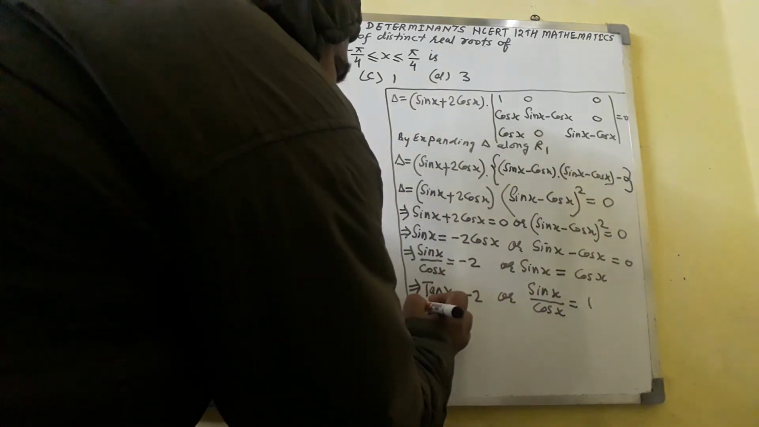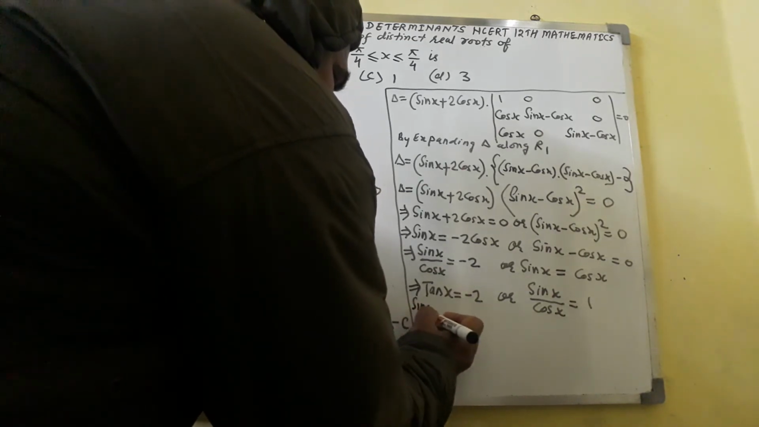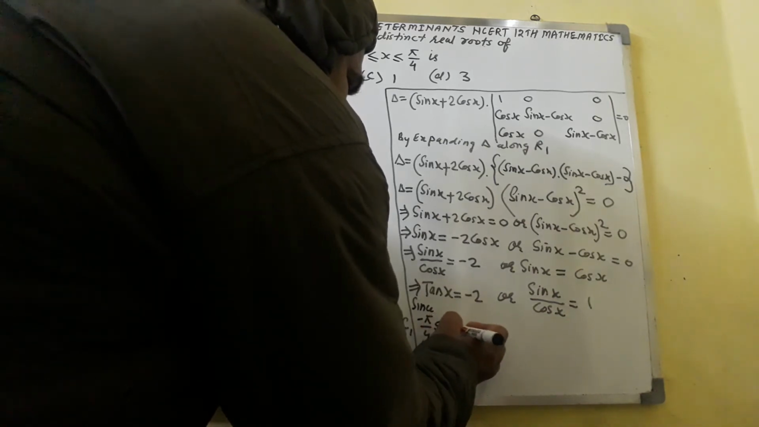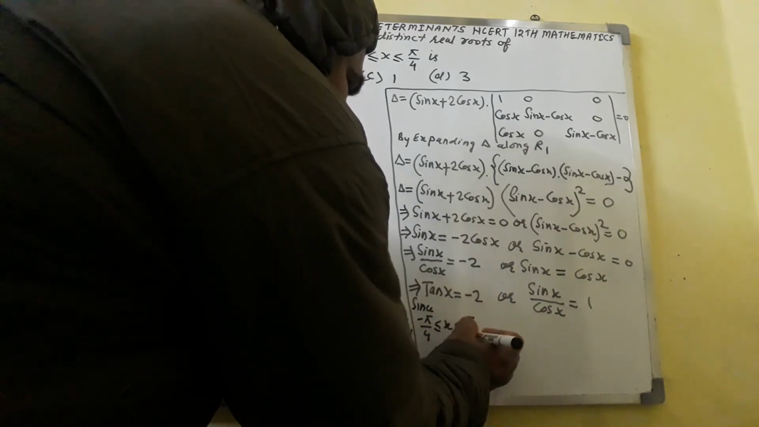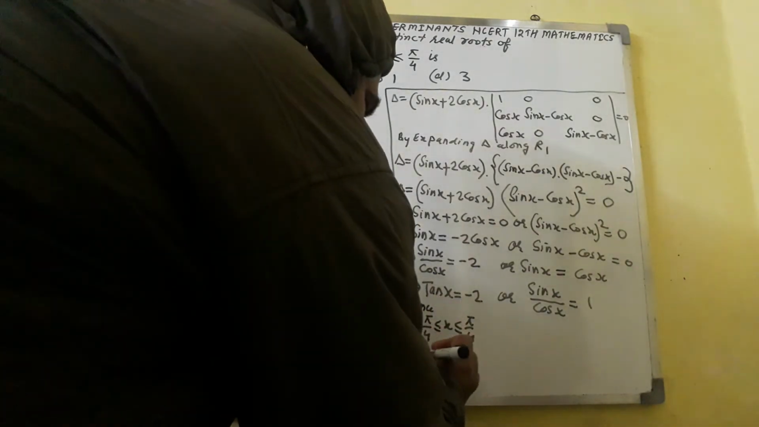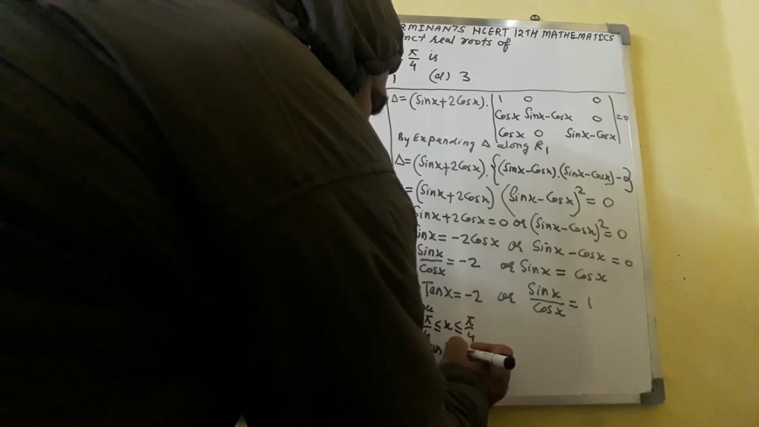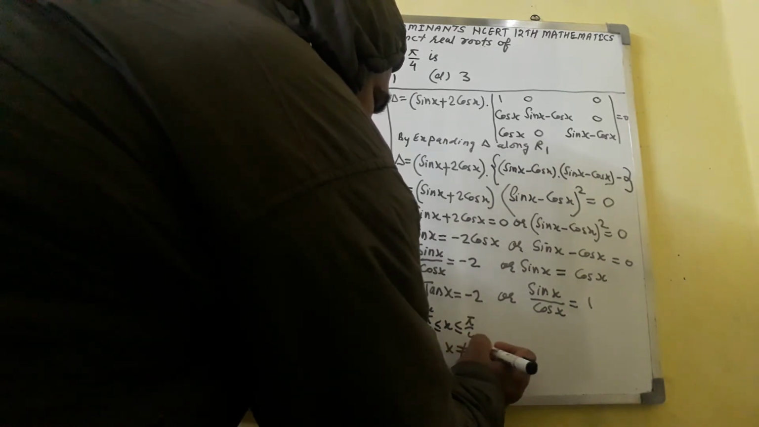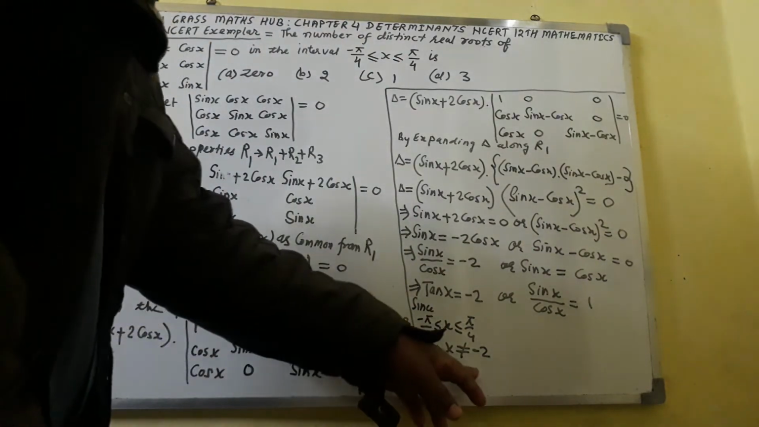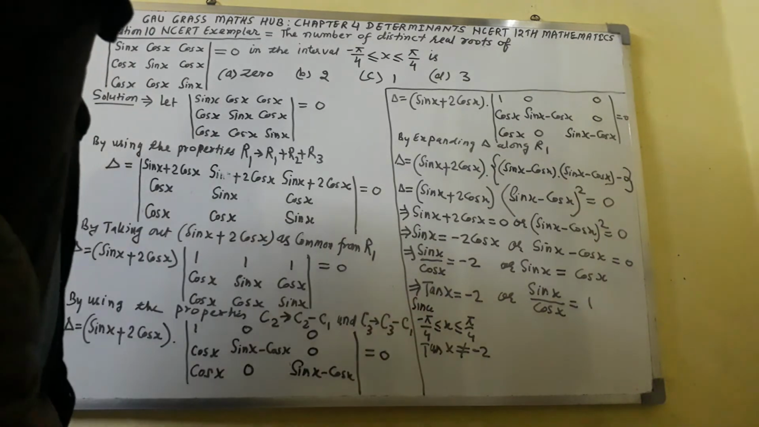Since minus pi by 4 is less than or equal to x, less than or equal to pi by 4, tan x is not equal to minus 2. This is not possible.